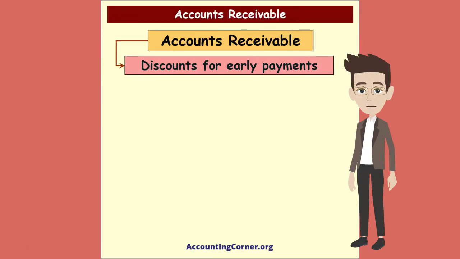In certain cases, based on the agreement with the customer, sellers can provide discounts if payment is received earlier. In such a way, sellers encourage faster payment for the goods sold. Such discounts are called discounts for early payments.